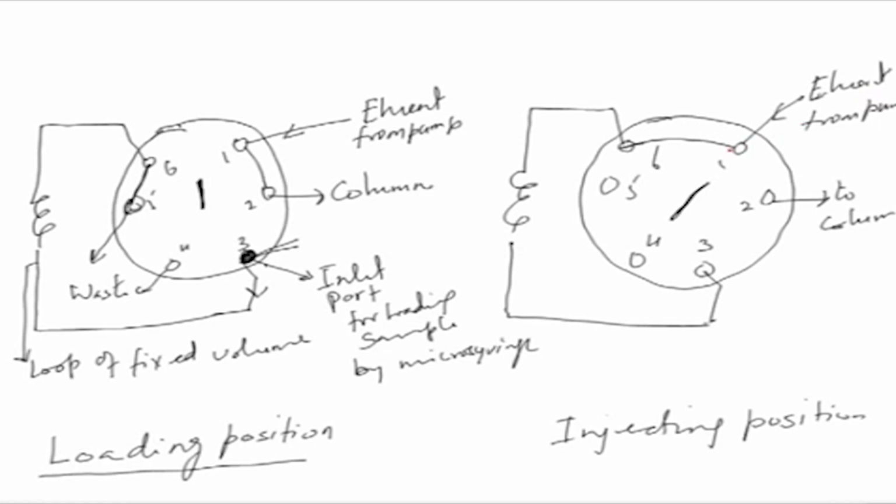The eluent is going to port number 6, then it goes to the loop, and from the loop finally it goes through port number 3 to port number 2 and then to the column. So, you can see the change here: as you put it from the loading to the injecting position, the eluent is directed through the loop, and so the eluent pushes the sample onto the column, and then this run could go on. When you have to inject again, what will you do?